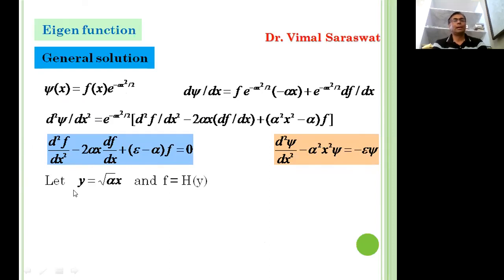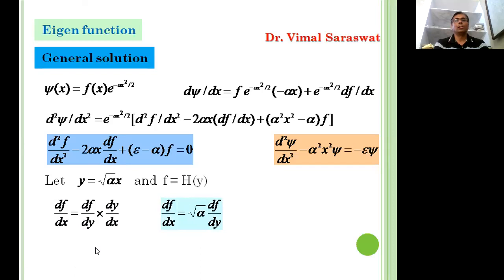Now let y is equal to root alpha x and f is equal to h of y. So df by dx is equal to df by dy into dy by dx. Now dy by dx from here is root alpha. So df by dx is equal to root alpha df by dy.